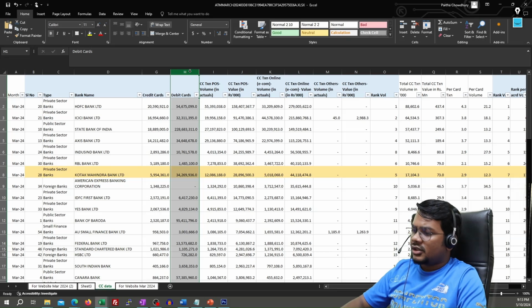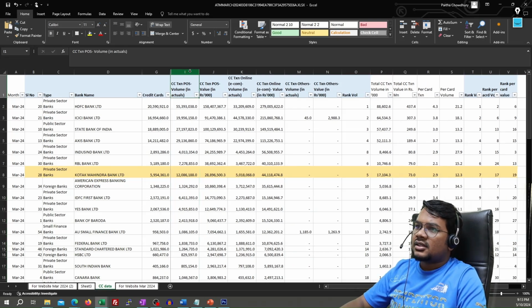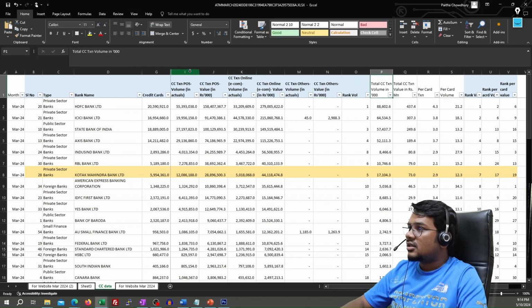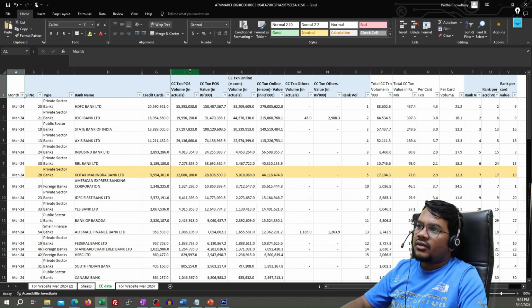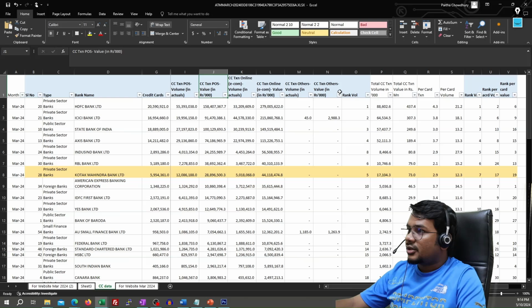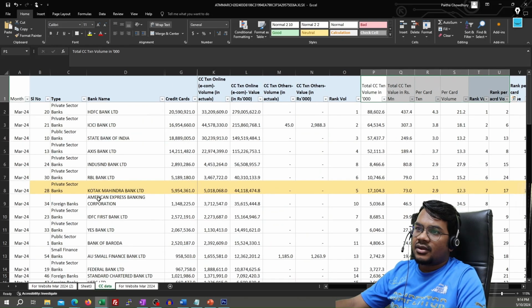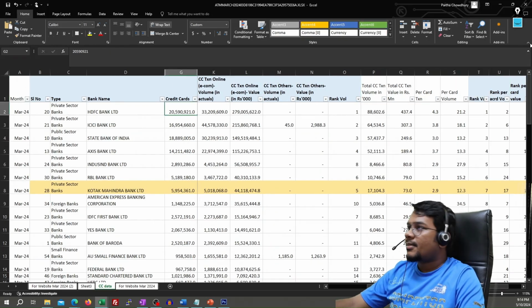Debit card also you don't need. This is credit card. CC means credit card here. Transaction at point of sale, volume and value both. We need this particular list. Okay, so you have all the data. I'll come to this particular set of data sets later on. Let me just expand a bit.